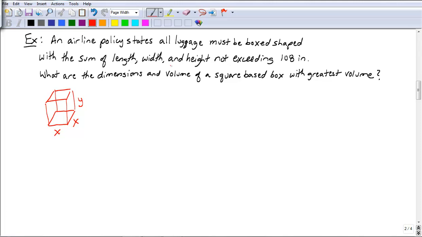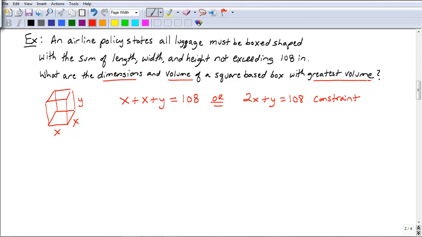Now it says that the sum of the length, width, and height will not exceed 108 inches. So at the maximum, it's going to be equal to 108, because we want it to be as big as possible under these constraints. Or 2x plus y is 108. That has to be the constraint because it's solved for a value. You can't make it bigger or smaller. And the thing we want to maximize is the volume with the greatest volume, so the objective function has to be the volume, which is x squared times y. We don't know what the volume is. That's what we want to maximize.